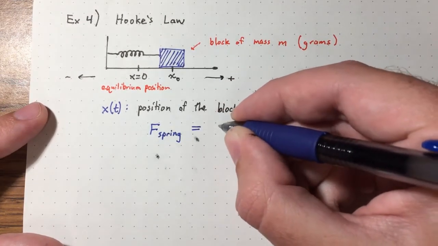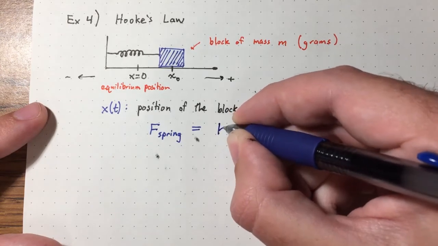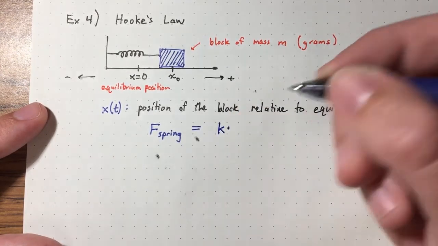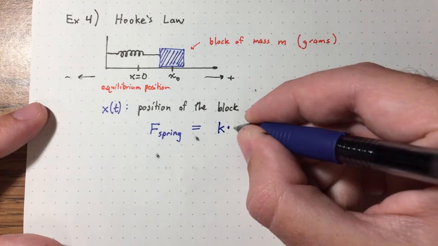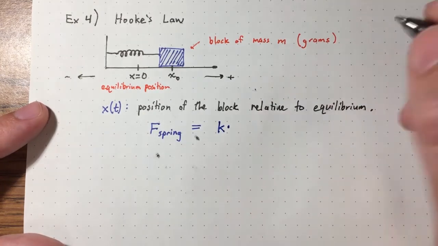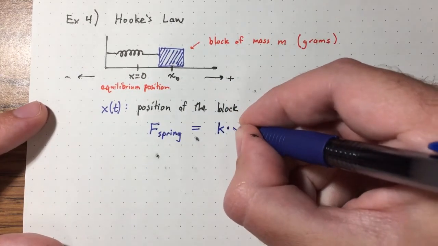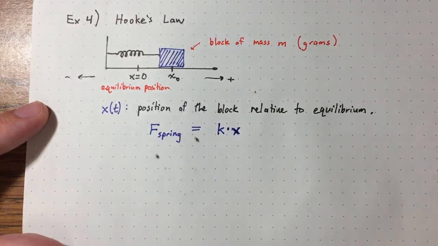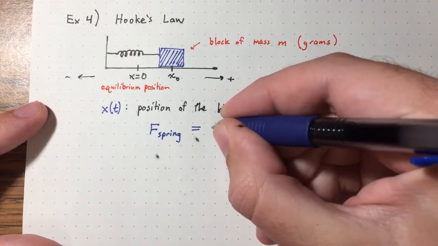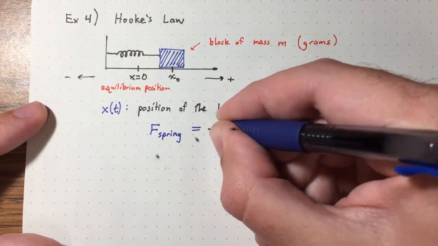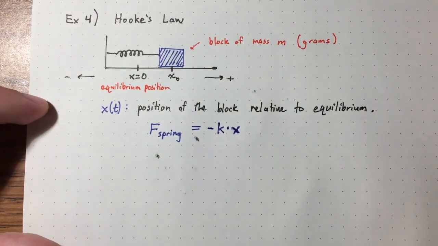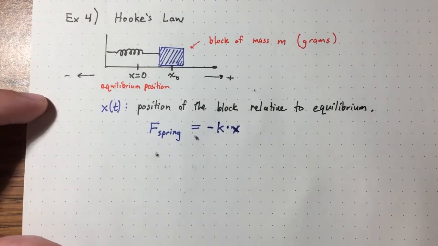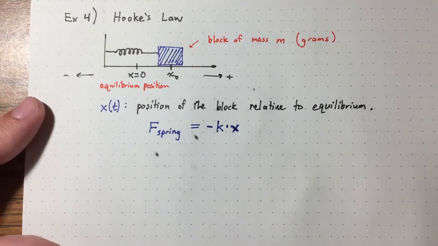So again, the force is proportional in magnitude, so k times the displacement. And what is the displacement? That's x of t. So let's write down x. But again, we're understanding that x actually is a function, x of t. Oh, and I forgot to say one thing. It acts in the opposite direction. So we're going to have a minus sign. So the spring force is negative k times the displacement.